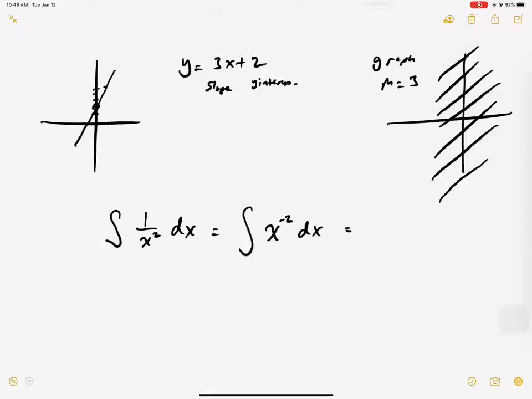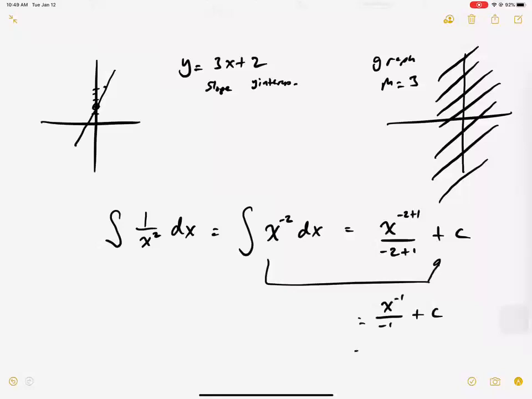Okay, so we're going to go ahead and change this to x to the negative 2 plus 1 over negative 2 plus 1. And then we're at a plus c at the end because after you take the integral, the constant's gone. We've already done the undo process. You have to make sure you account for a constant just in case. Negative 2 plus 1 is negative 1. So x to the negative 1 over negative 1 plus c. This is negative 1 over x plus c.